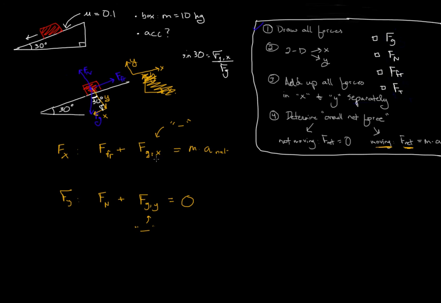Therefore, what do we need to solve? We need Fg comma x. So therefore, Fg comma x equals Fg sine of 30. Right? I just multiplied this over here. All right. And last but not least, what is Fg?